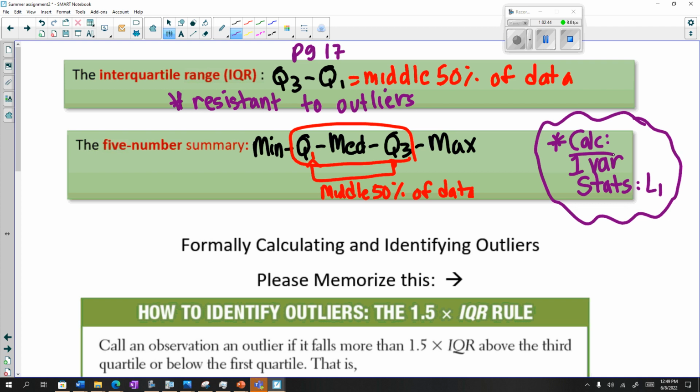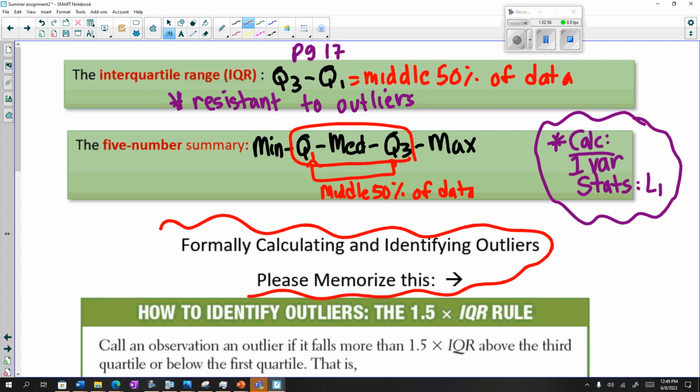Now, if there's any one thing that could be one of the most important things in this entire packet, I have finally come to it, and that is the outlier formula. I'm going to put a really big star around this, and I wrote, please memorize this. This formula is really important, and it does not show up on the AP reference table, so you do need to memorize this.